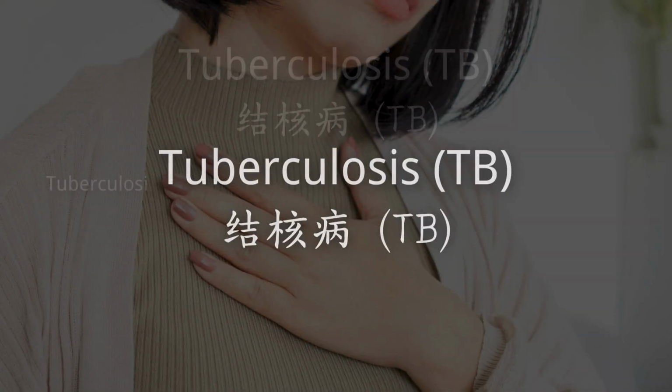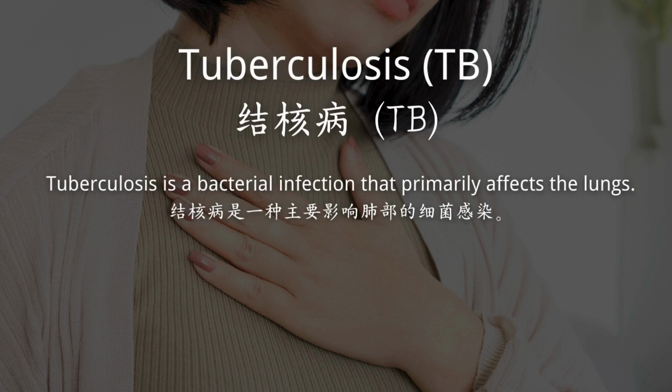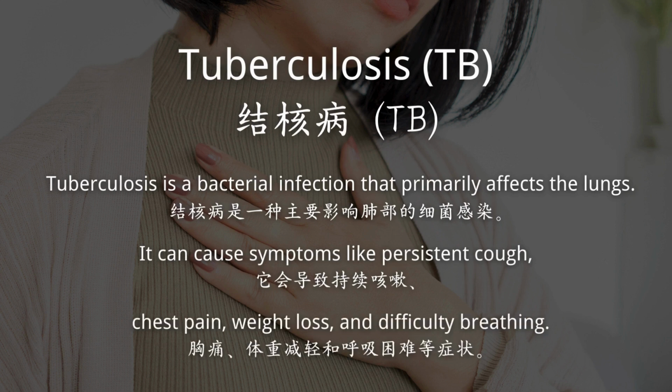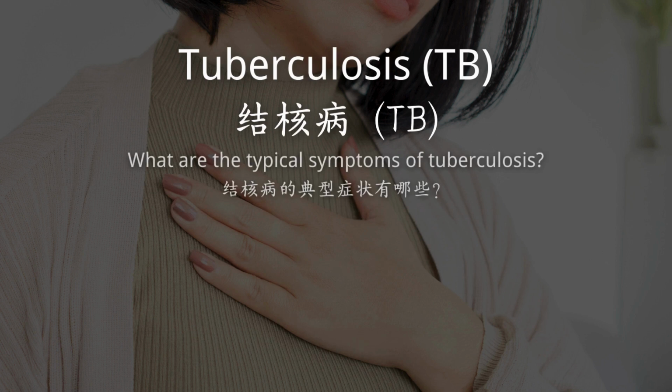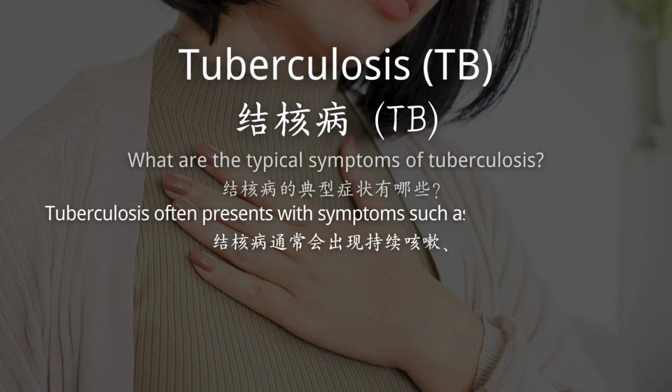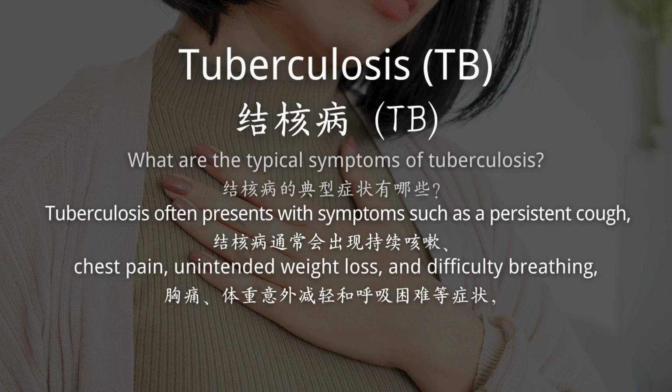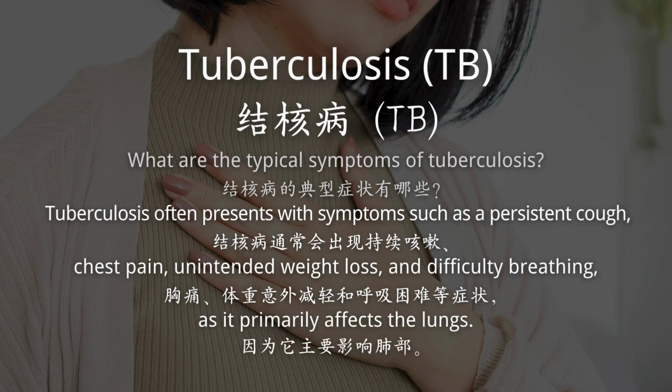Tuberculosis, TB. Tuberculosis is a bacterial infection that primarily affects the lungs. It can cause symptoms like persistent cough, chest pain, weight loss, and difficulty breathing. What are the typical symptoms of tuberculosis? Tuberculosis often presents with symptoms such as a persistent cough, chest pain, unintended weight loss, and difficulty breathing, as it primarily affects the lungs.